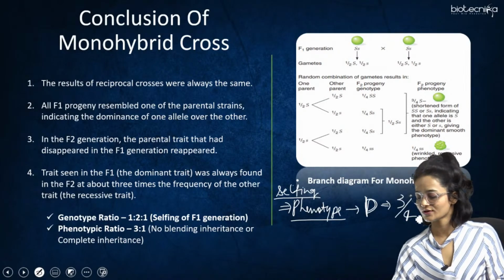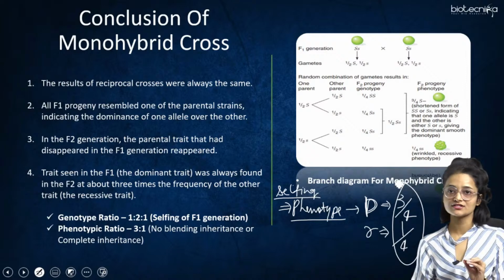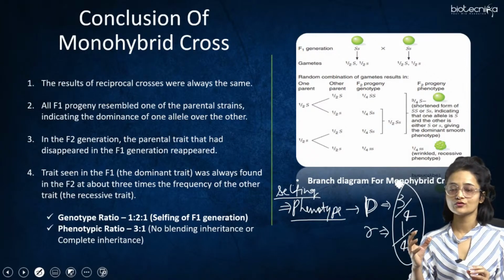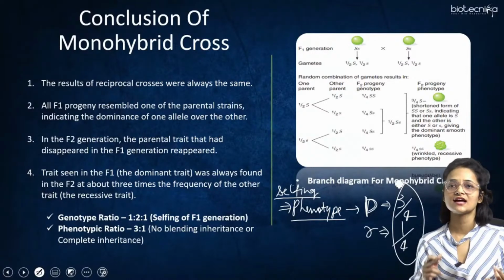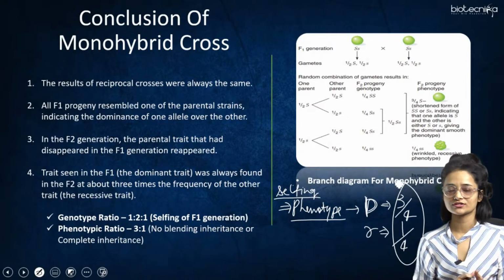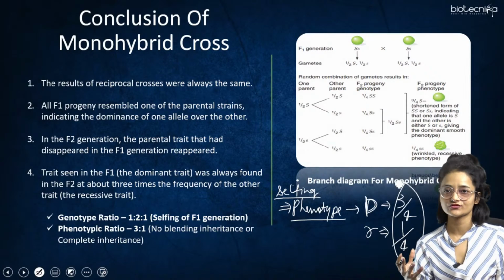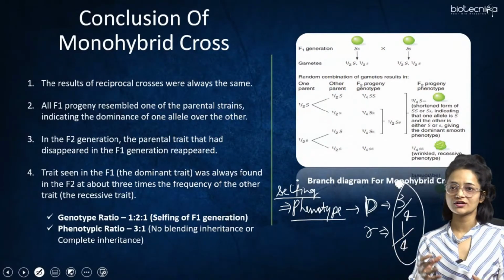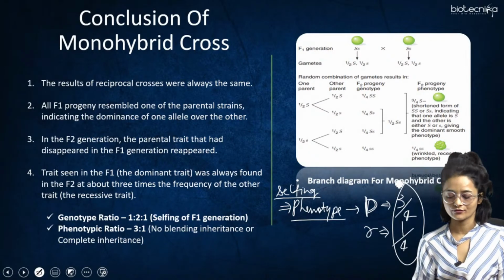And for the recessive trait, the ratio is always 1/4. This ratio you need to remember in case of solving questions also. You should know what kind of cross is taking place, whether it is selfing, test cross, outcross, or reciprocal cross, and what ratio would come for the dominant and the recessive trait. For selfing, the dominant trait ratio is 3/4, and for the recessive trait it is 1/4.